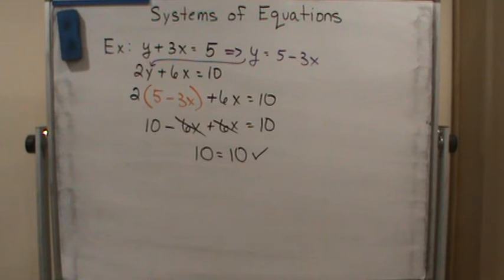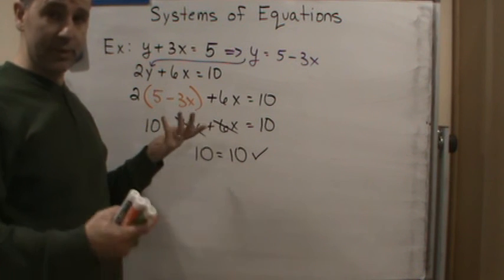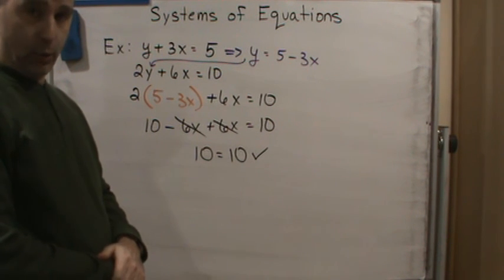Now, we call these dependent systems. Okay? A system of equations that does not have a single unique number pair solution, but has an unlimited number of solutions, is called a dependent system. Okay? Because the two equations, like I said, are essentially the same equation, right? These two equations represent the same equation.